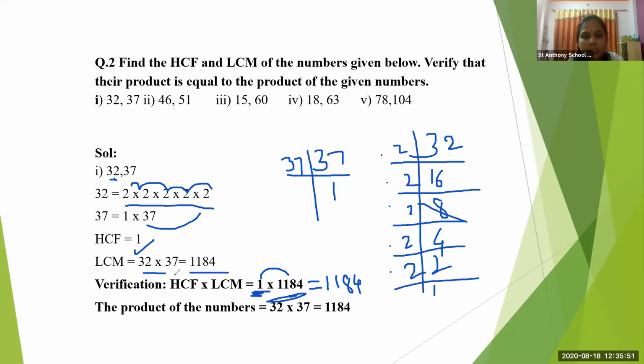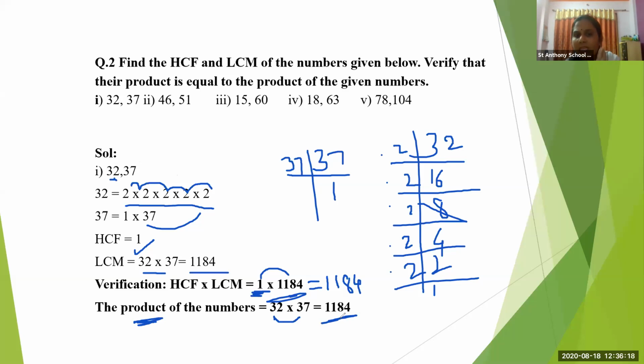Okay, so product of the numbers. Product means what? Multiplication. So multiplication of the numbers, 32 and 37, is equal to what? 1184. So HCF into LCM is also equal to 1184, and 32 into 37 is also equal to 1184. That means our answer is correct.